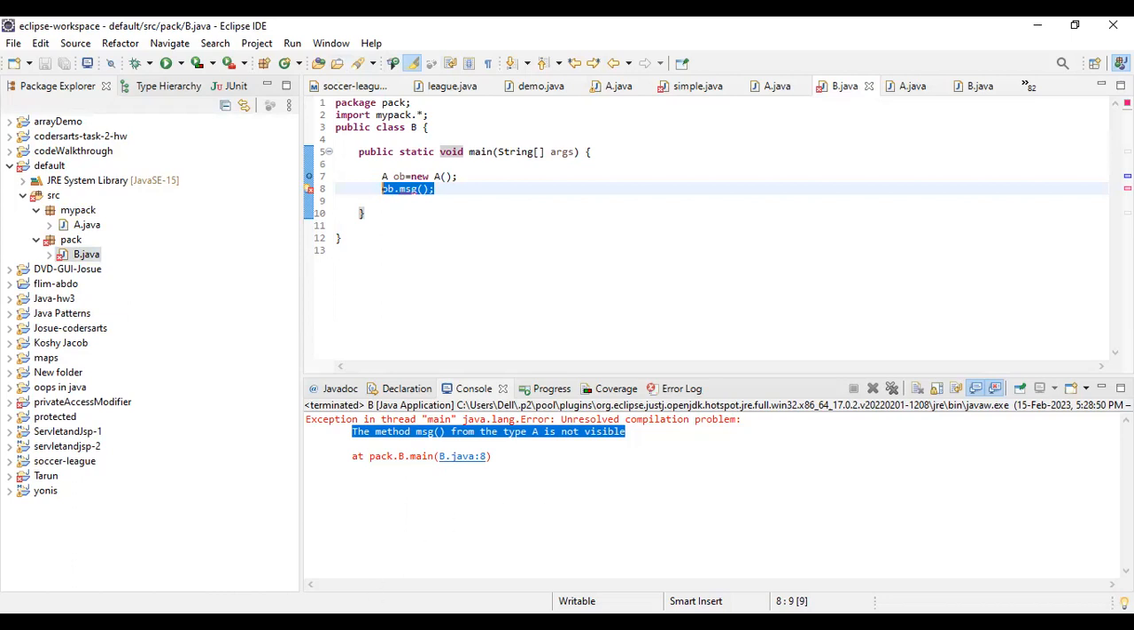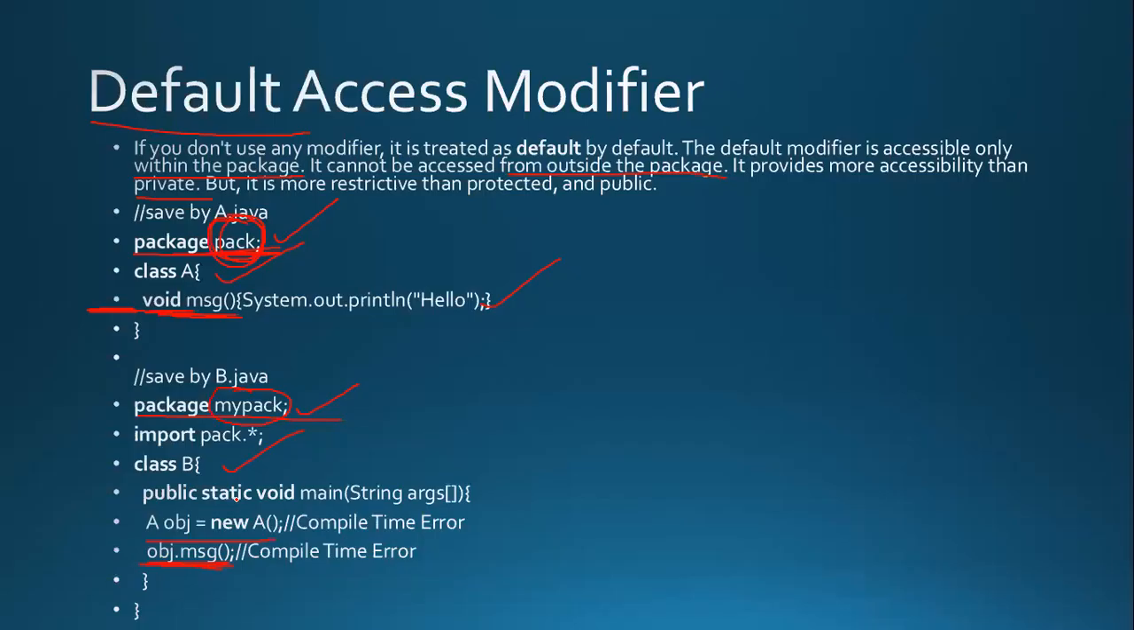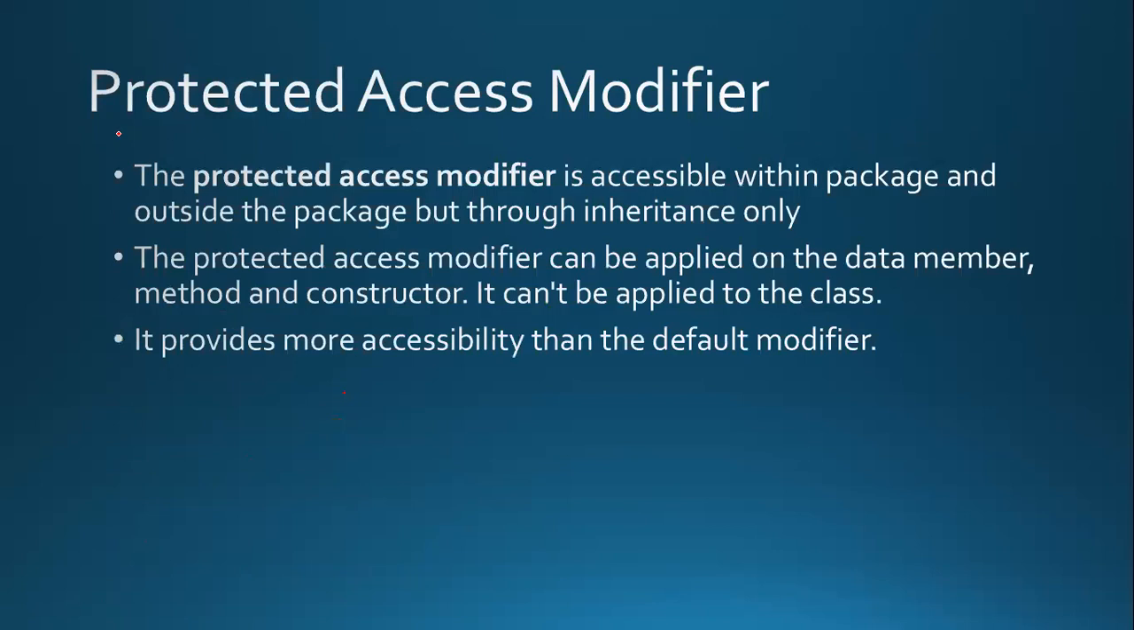Then let's proceed with the other types of access modifiers, since we've covered private and default. The next one is protected. The protected access modifier is accessible within the package and outside the package, but through inheritance only. So you can use it outside the package only via inheritance. It can be applied on the data member, method, and constructor. It can't be applied to the class. This is one thing you've got to note: you cannot apply the protected access modifier on classes. For the rest, you can.